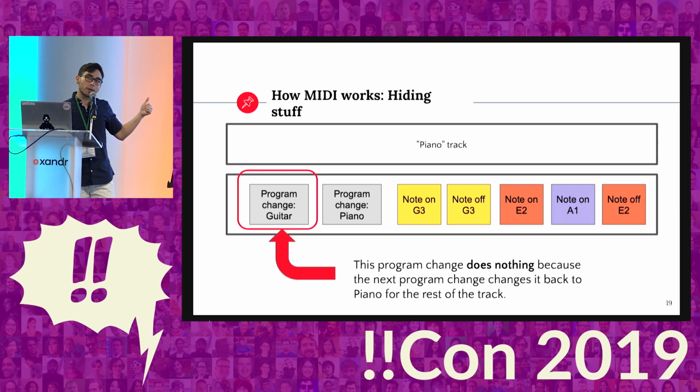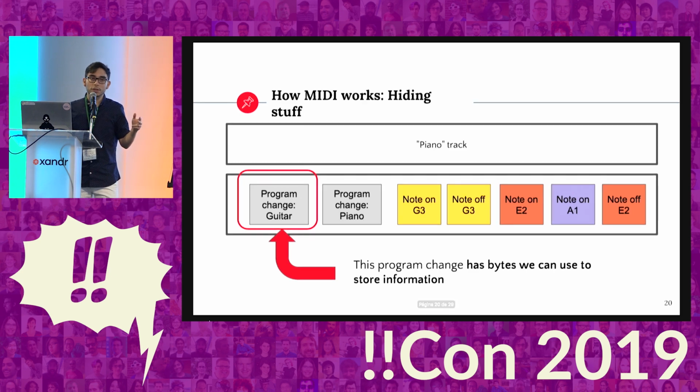What happens if we put a program change, for example for a guitar, right before the program change for a piano? Well, the player reads that, and just for a second, it is configured to play notes like a guitar. If we put the program change to piano after this one, the configuration is changed, and actually no sound comes out of the player. But that event actually contains a sequence of bytes which were not useful for the protocol, but they are useful for storing information.